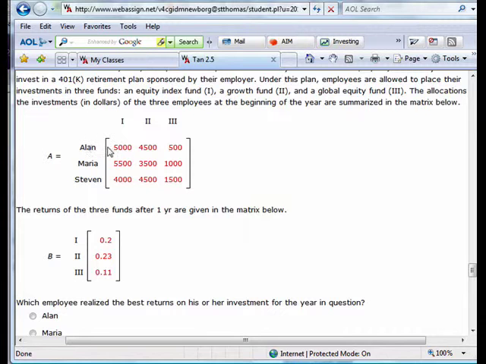And so that's just going to be for Alan. He had $5,000 and got a 20% return. So 5,000 times 0.2 gives how much he earned on investment 1, and then you would do the second times second. That's still Alan's. His second investment got 23% and his third investment got 11%. So when you multiply the matrices together, the top row is just going to be Alan's. The second one of the product is going to be Maria's, and the third one is going to be Stephen's. So those three numbers will go with those three people.